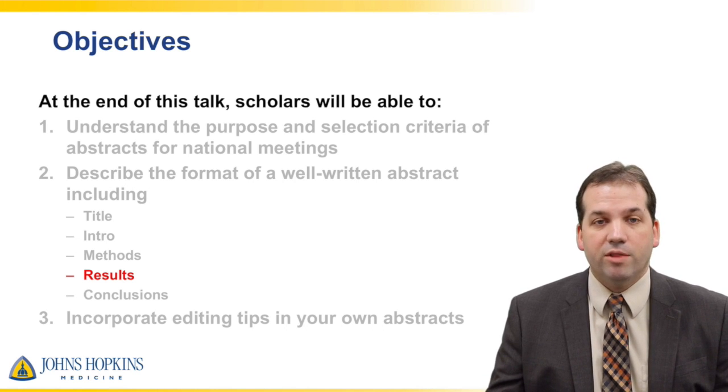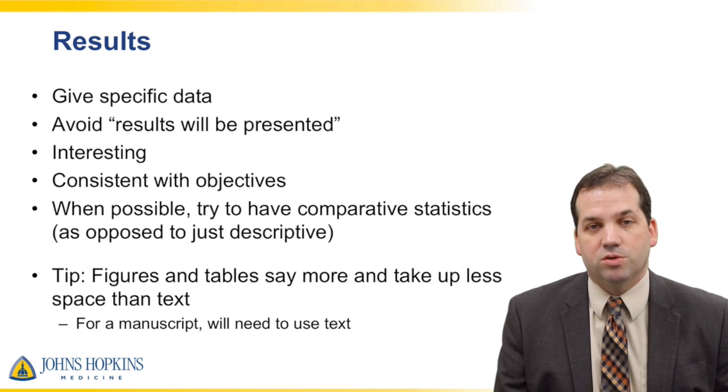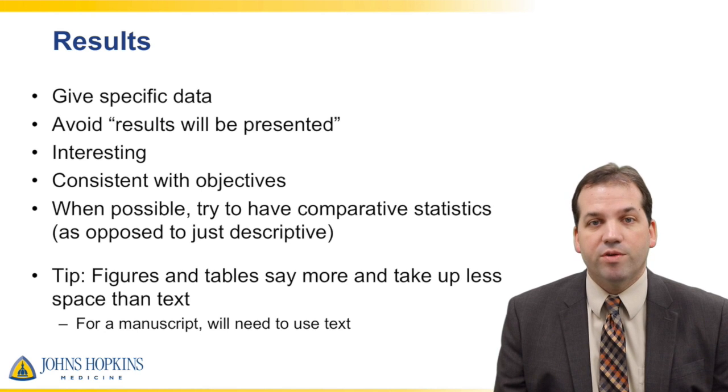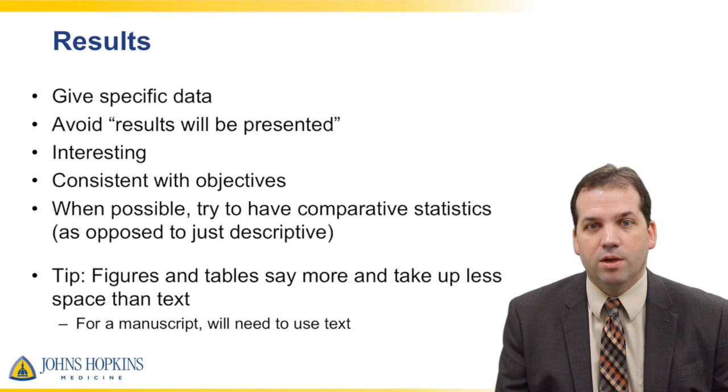When we talk about the important parts of results in an abstract, we talk about several different things. We talk about giving specific data. In general, you want to avoid saying "results will be presented." Your abstract should stand on its own. The reviewers should be able to tell what you did, as well as where you're going with these findings. It should be interesting, so you don't want to present too many results, but it also should be consistent with what you presented in your introduction and in your methods.